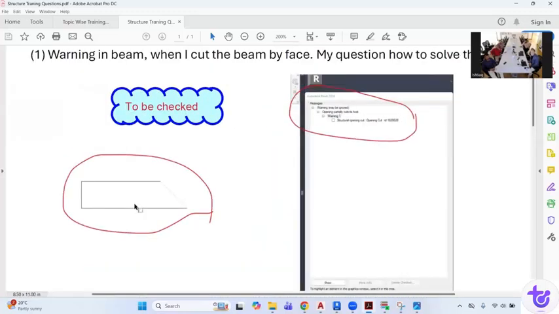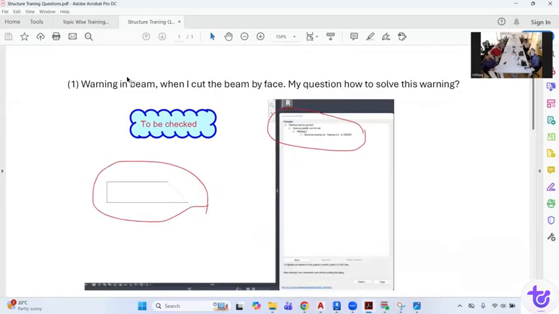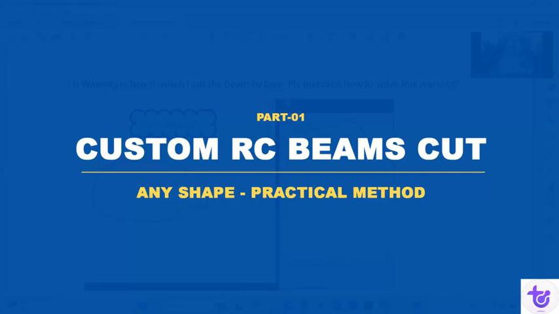So one question was regarding this warning in beam, when I cut the beam by face. My question, how to solve this warning? You remember in the earlier version, when we used to cut these beams or any members, it used to give us some warnings, right? So I would just like to take you to a small example there.